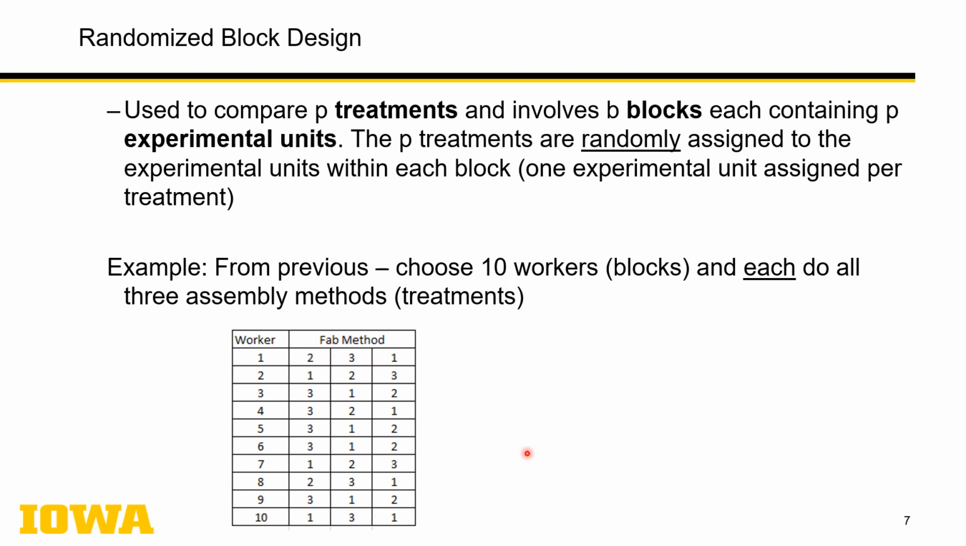well, first of all, yes, each treatment, which is the fabrication methods, appears only once per block, and the workers are the block. We're blocking by worker, the nuisance factor. And then we're going to assign them randomly. So worker number 1 is going to do fabrication number 2 first, then 3, then 1. And then worker 2 is going to do 1, 2, 3, etc. That's what they mean by randomly assigning to the experimental units.